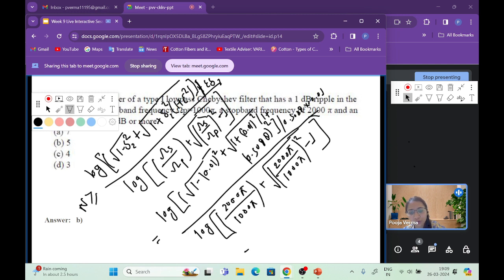Now, if you solve the numerator part, you will get log of 1 minus. Now we need to solve this. So if you solve this, you will get approximately order of the filter 5. Okay, 4 point, that is 0.7. So n must be greater than or equal to, so it is 5. So the correct option is B.